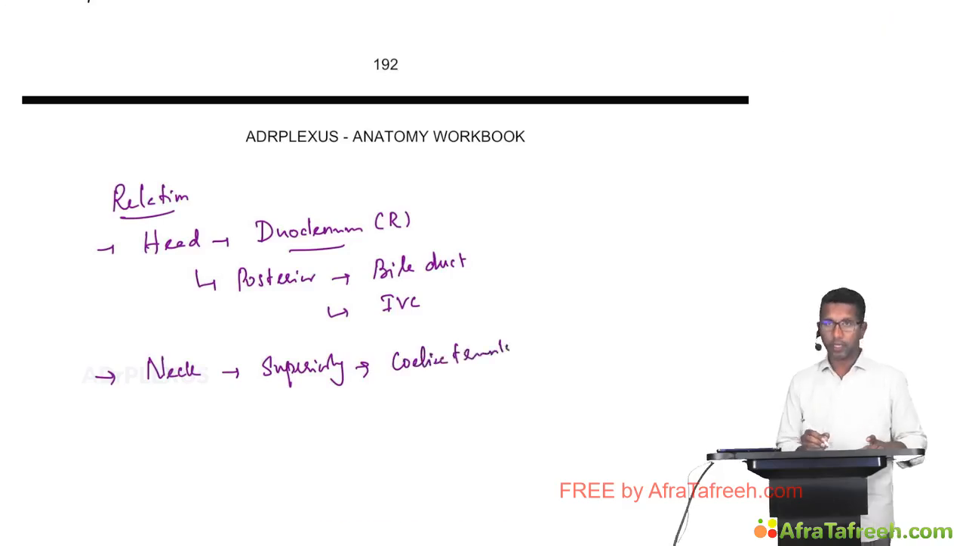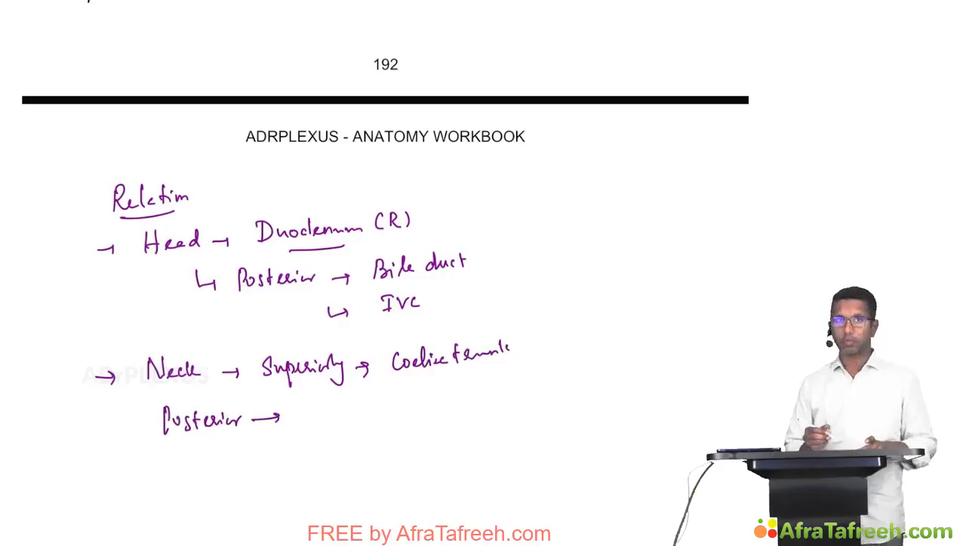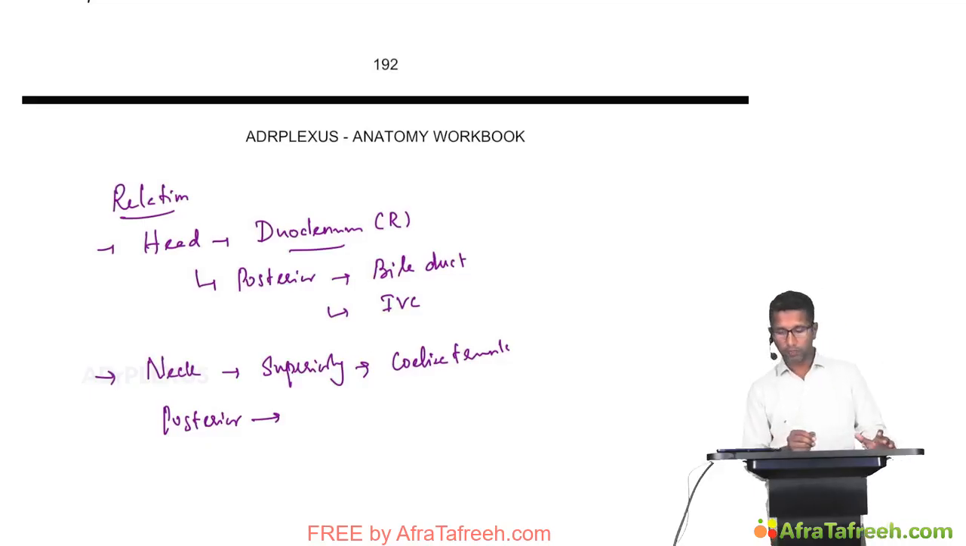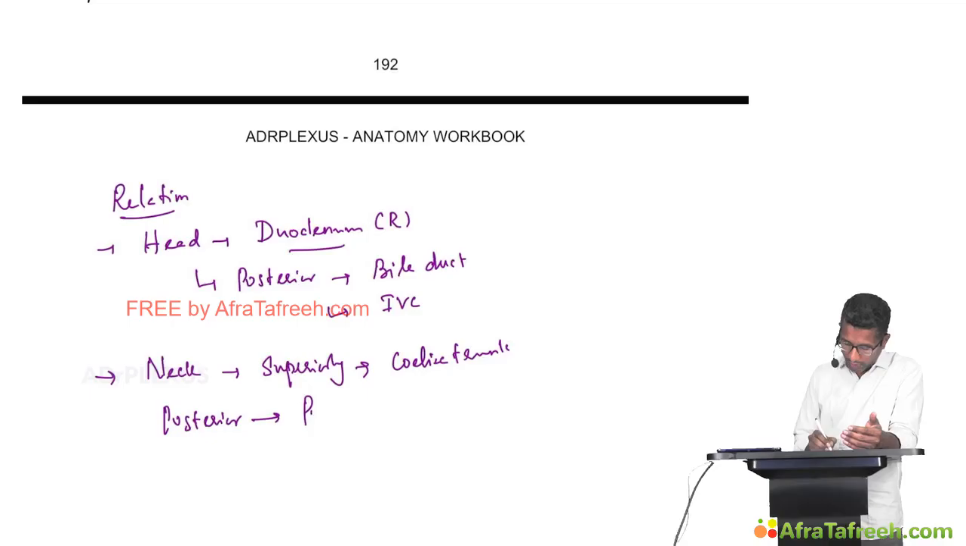The posterior relationship of the neck is again important. One important vein is found behind the posterior surface of the neck of the pancreas. The vein which is formed behind the posterior surface of the neck is nothing but our portal vein. So portal vein formation takes place behind the neck of the pancreas.